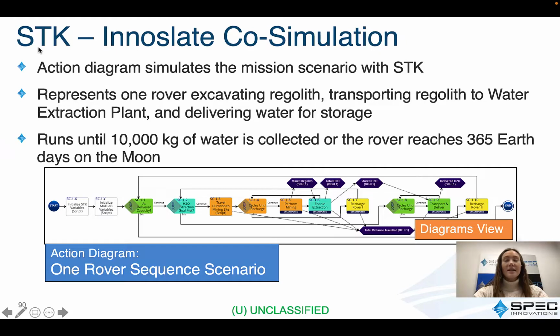After creating the STK model, an action diagram was developed in Innoslate to co-simulate the mission scenario with STK. This action diagram represents one full-size lunar rover excavating regolith from the surface, transporting the regolith to the water extraction plant, and delivering the water for long-term storage. The simulator was set to run until 10,000 kilograms of water is collected, or 365 Earth days have passed.